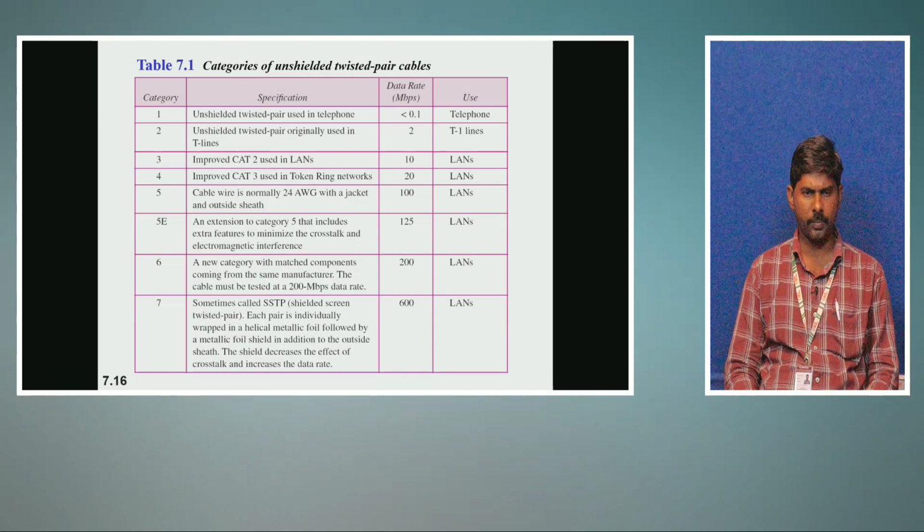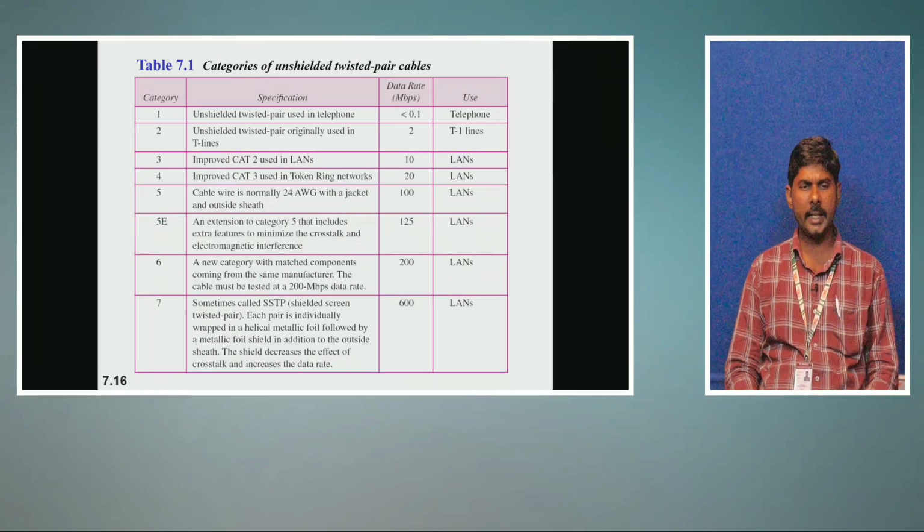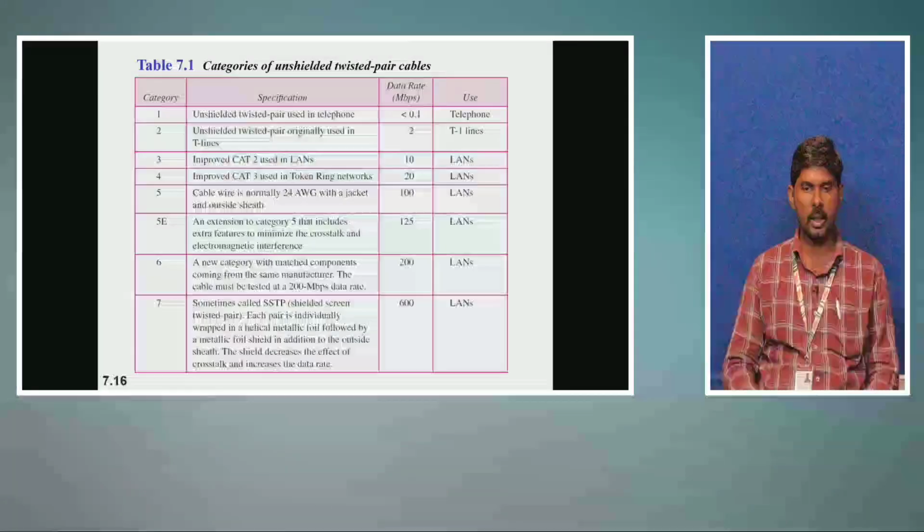Category 7 we can call SSTP, shielded screen twisted pair cable. Each pair is individually wrapped in a helical metallic foil followed by a metallic foil shield in addition to the outside shield. The shield decreases the effect of crosstalk and increases the data rate. So that is the advantage of using SSTP. We use the extra helical metallic foil followed by a metallic foil to eliminate the effect of crosstalk and increase the data rate.